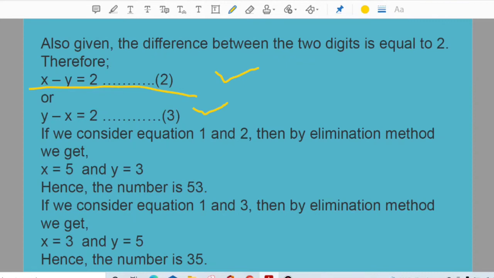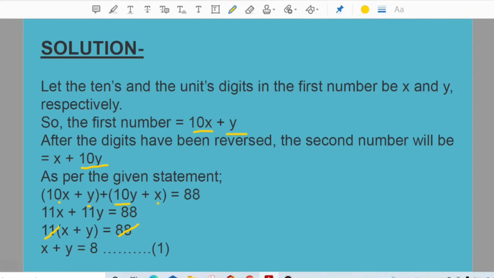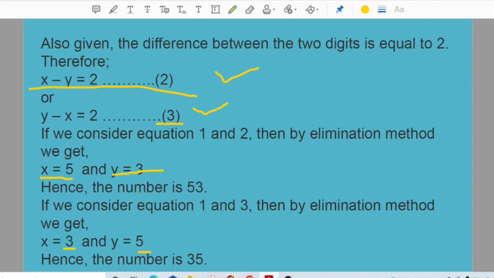So when we eliminate both equations, we can easily get the answer: x equals 5 and y equals 3. And if we consider the third equation, then the values of x and y will be vice versa: x will be 3 and y will be 5. If you want, I can tell you how we have reduced this. That is very simple. x plus y is equal to 8 and x minus y is equal to 2. So directly we have added, y is eliminated, and then easily we have extracted the answer: 2x equals 10 and x equals 5.